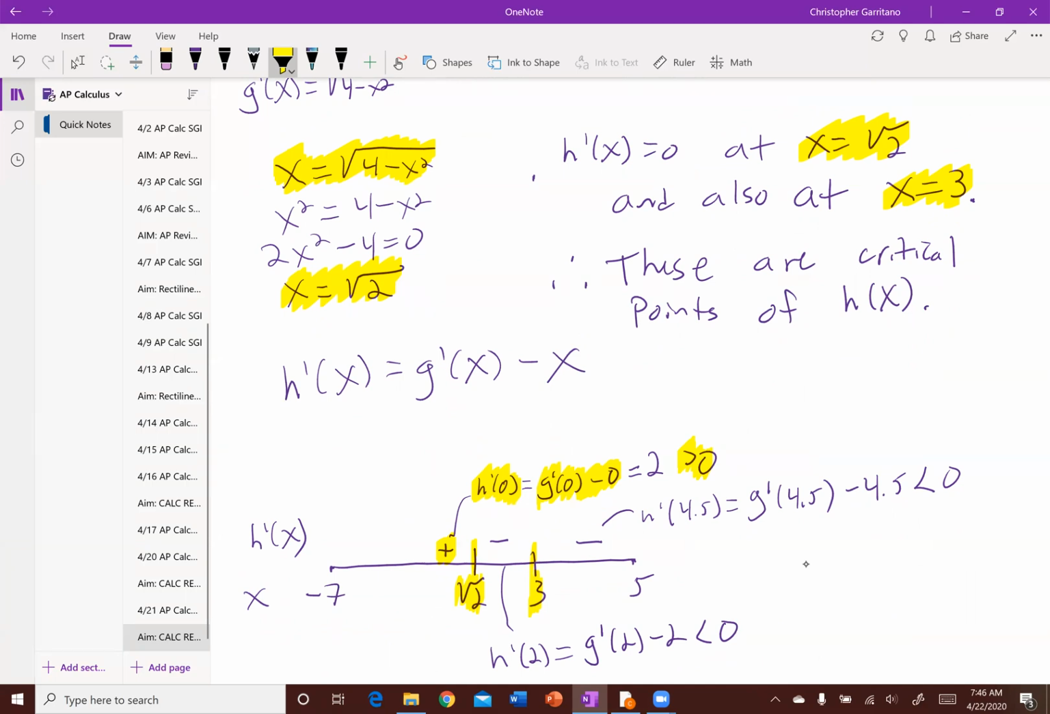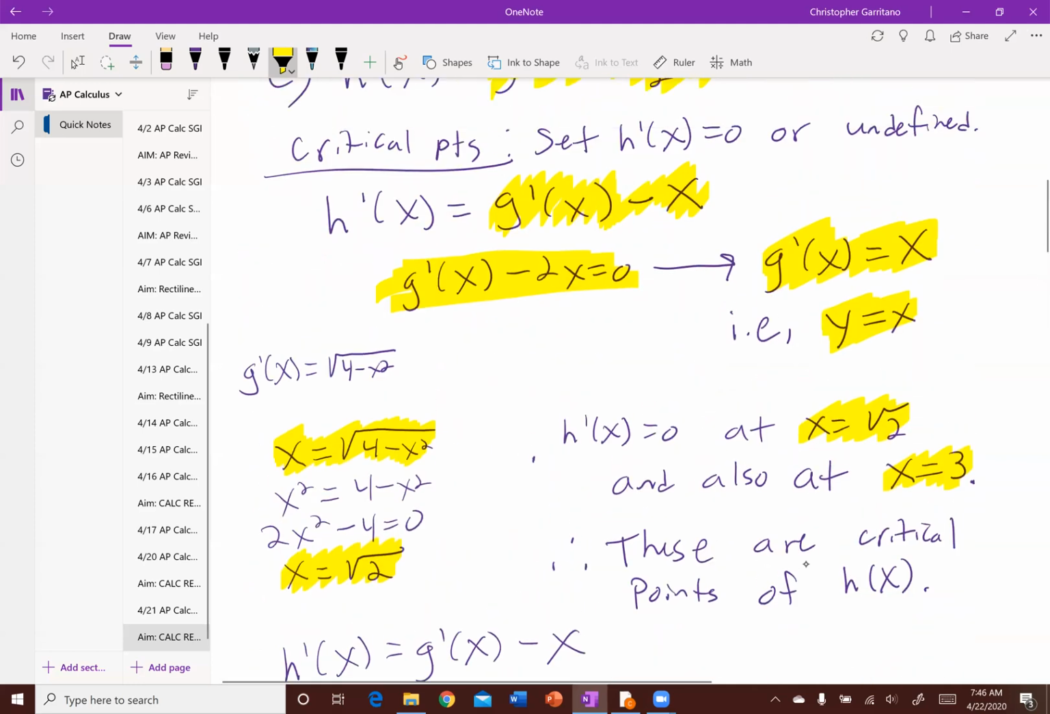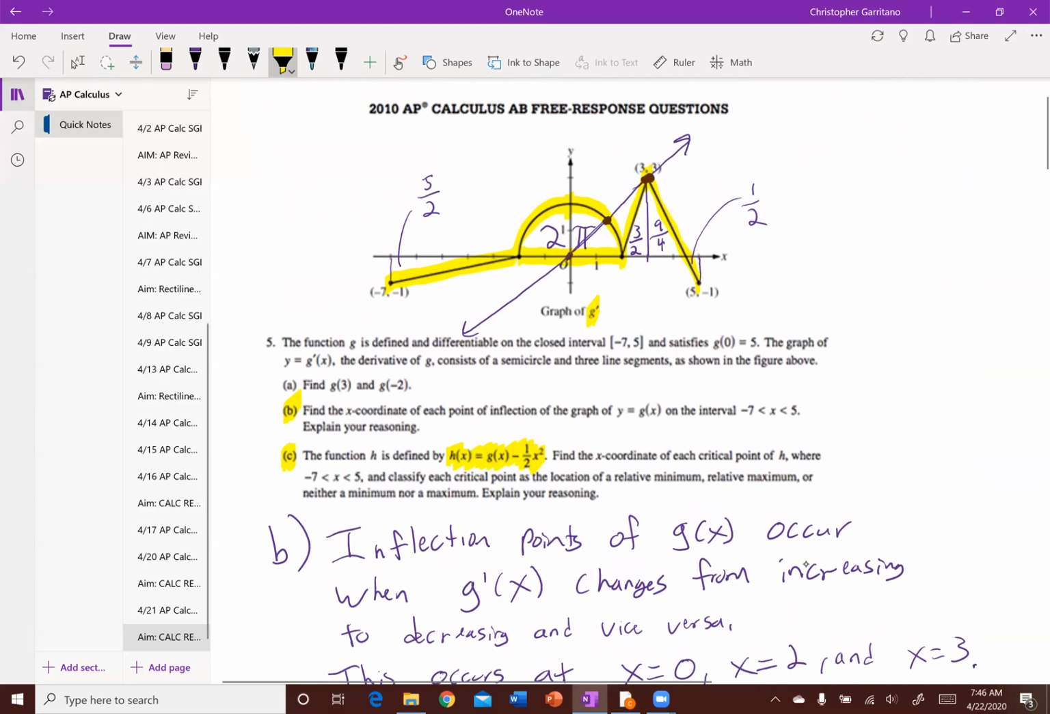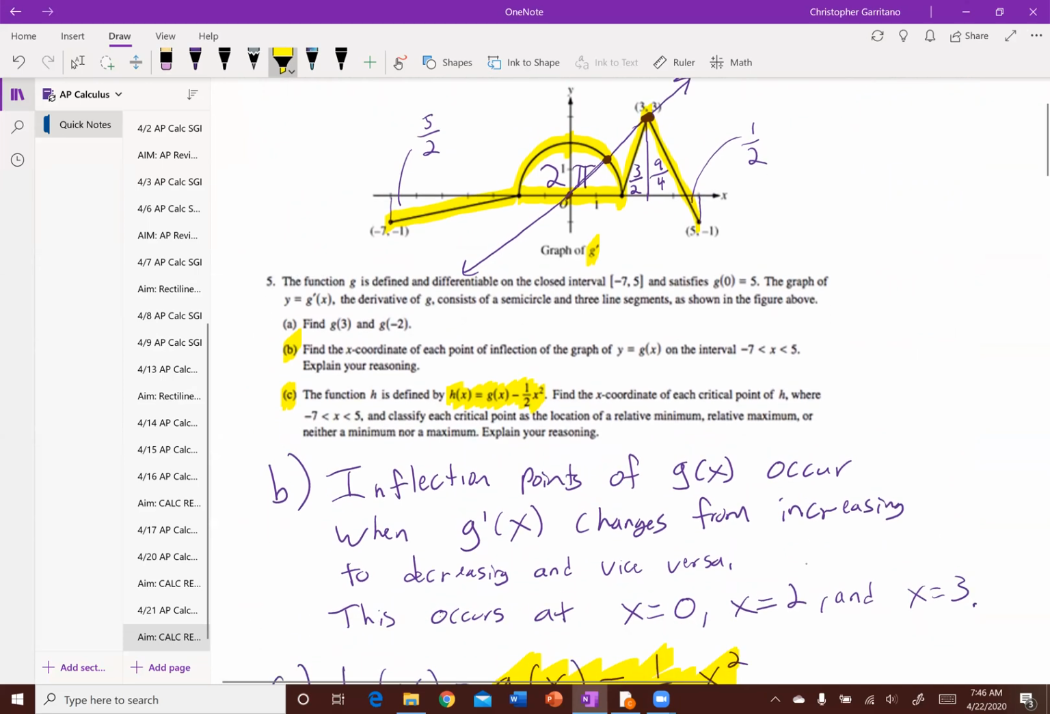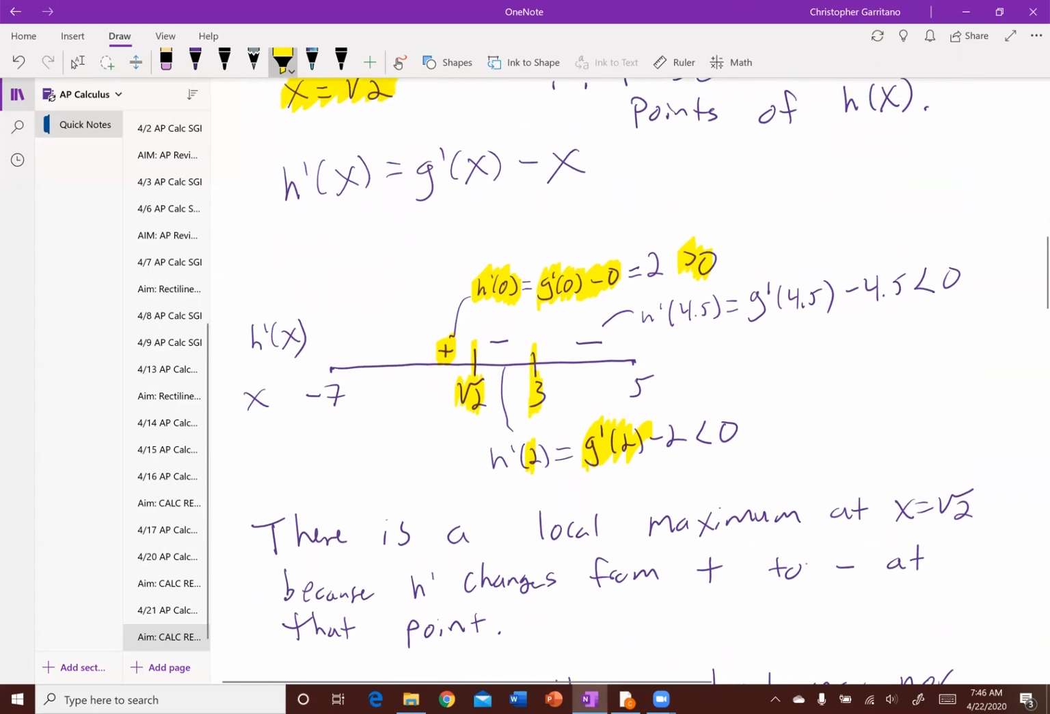I choose a value now to the right of radical 2, but also to the left of 3. I chose 2. h prime of 2 is going to be negative, and I'll show you why. So I need to check out g prime of 2. g prime of 2, as you can see here, is 0. And of course, 0 minus 2 is -2. So overall negative, and that's what I care about really.